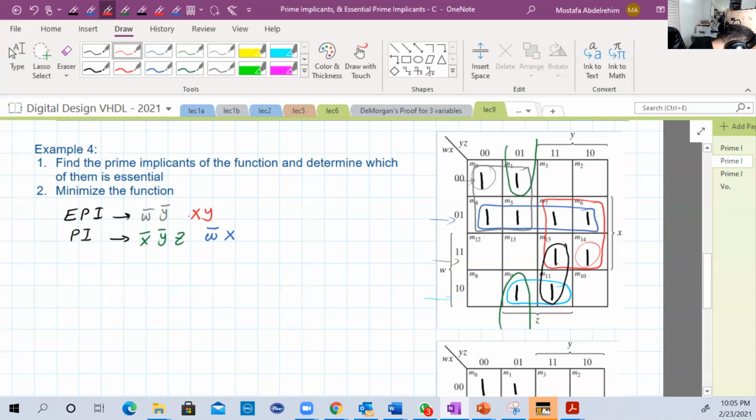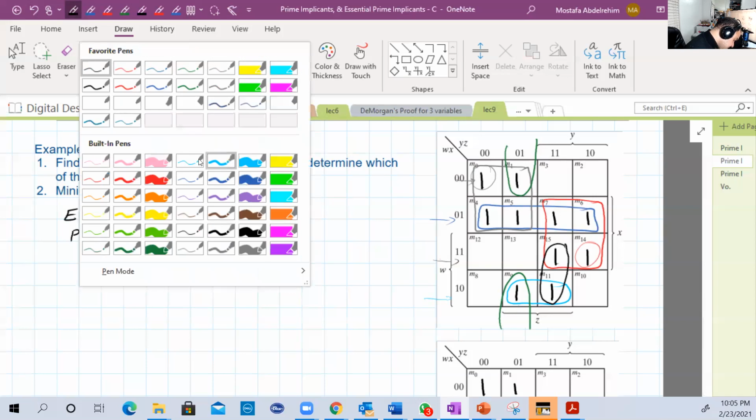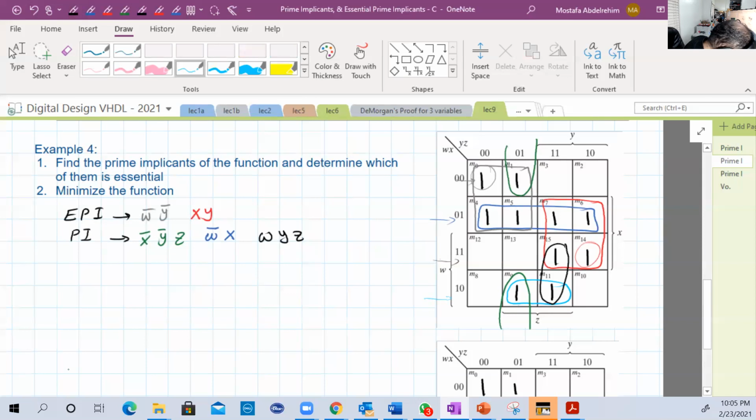Okay. Now the black is not essential because it has two ones, one with the red, one with the cyan. So the black is W, Y, Z. And finally, the cyan one is not essential as well. And it's equal to W, X bar Z.